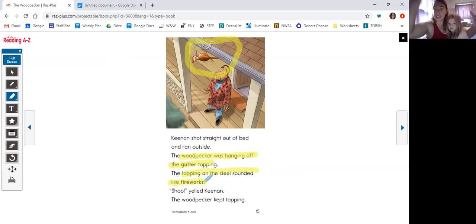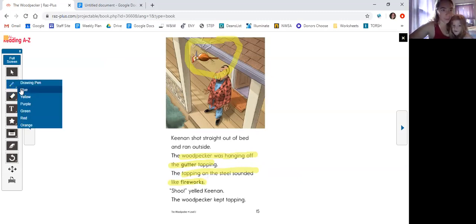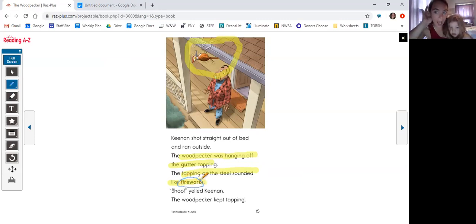It sounded like fireworks. We're going to look at this word, fireworks, friends, because this is another compound word. Remember, a compound word is when we have two words that make one word. So in the word fireworks, we have fire and works. Good, do it with me, hands up, here we go. Fireworks, fireworks. Good, your turn. Fireworks, fireworks. Nice job.